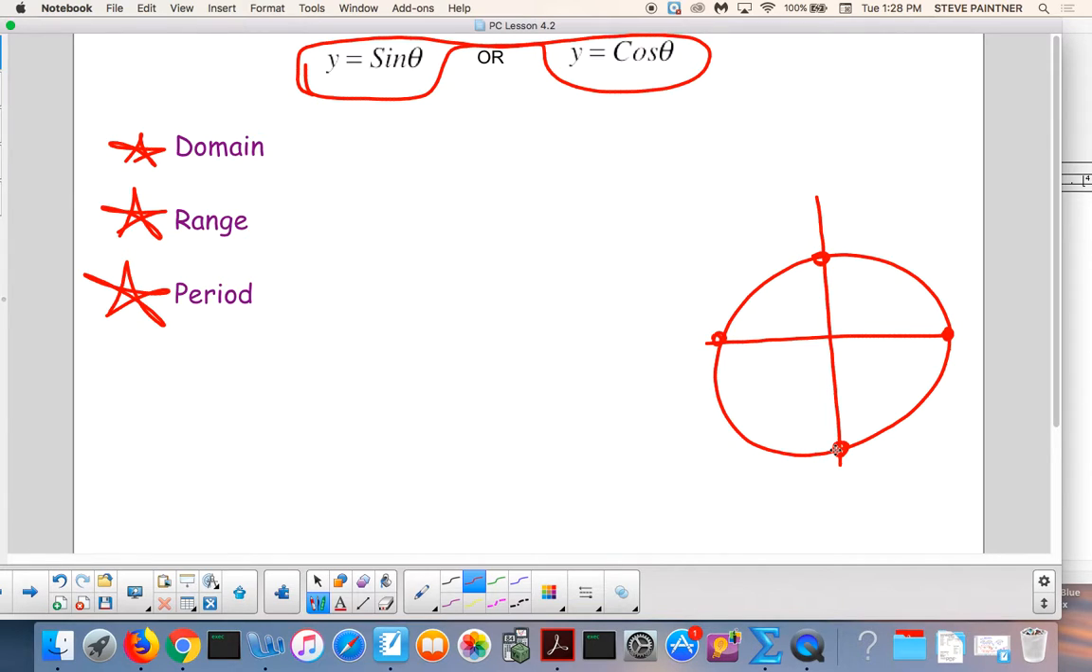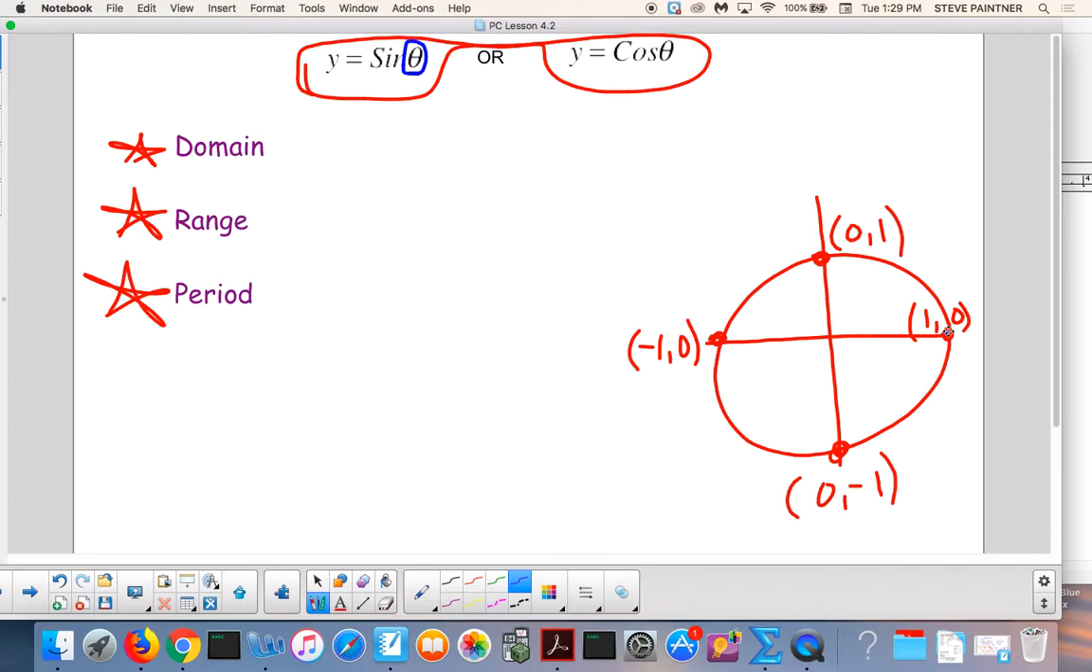So this point right there is what? 1, 0. This point at 90 is 0, 1. This point at 180 is? -1, 0. Yep. At 270? 0, -1. Okay. Look at the domain. Remember the domain, it's what you can put in. It's your x value, right? So what can I put in for theta?